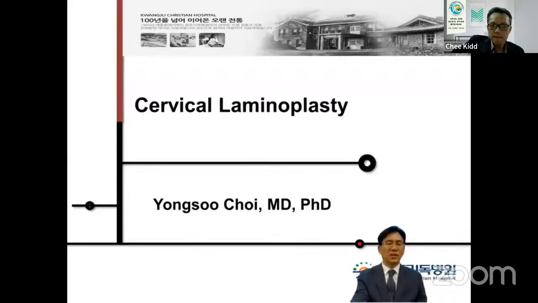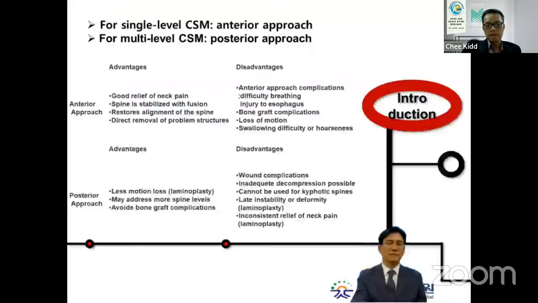Thank you, Chairman. Today, I'll talk about cervical laminoplasty. For single-level CSM, anterior approach. For multi-level CSM, posterior approach. Advantages: the anterior approach could relieve neck pain, and the spine is stabilized with fusion. Posterior approach: less motion loss, and avoids bone graft complications.